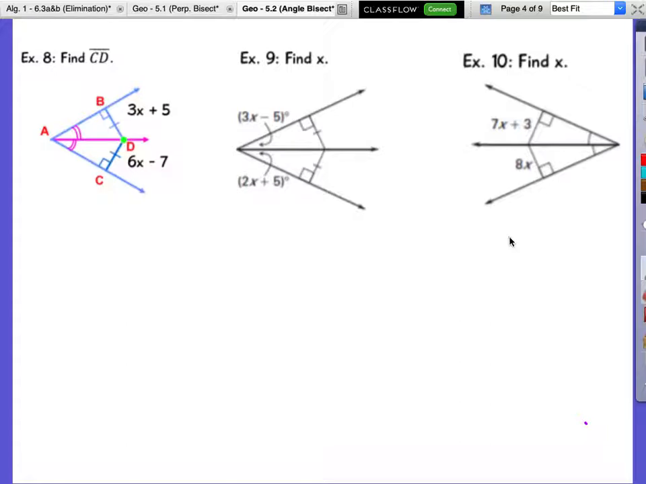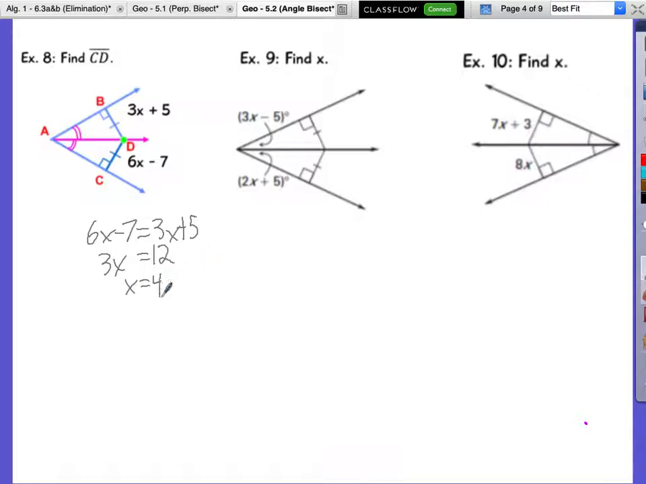You can set these two expressions equal to each other in our equation. 6x minus 7 is equal to 3x plus 5. We've done equations like this before, right? A time or two. So we solve this one. First math move might be to subtract 3x from each side and then to add 7 so we can get 3x equals 12, correct? And then you can divide by 3 and get x equals 4.